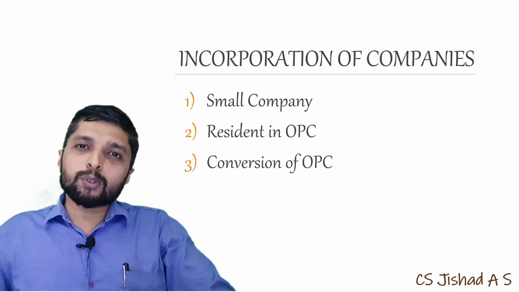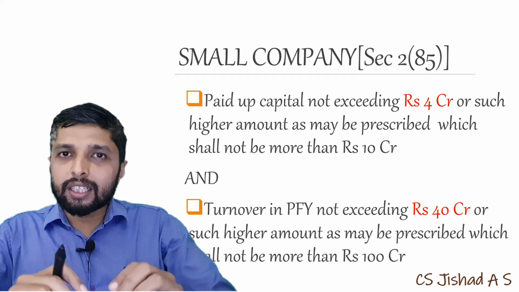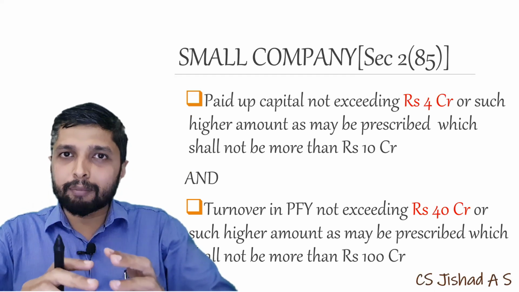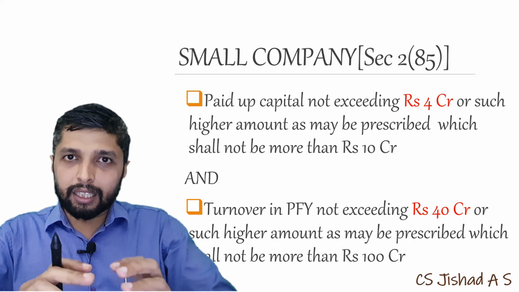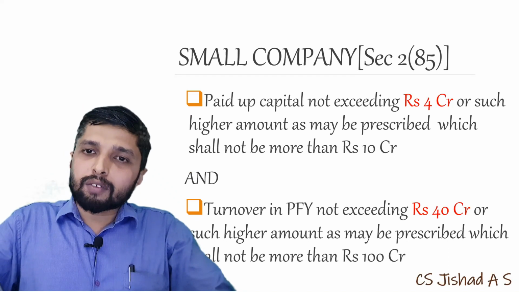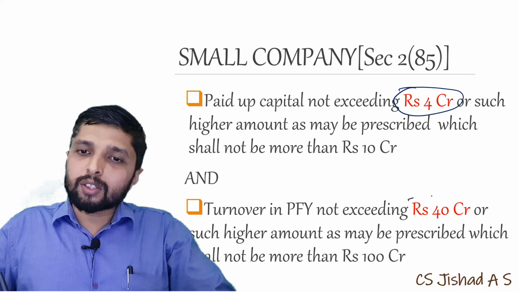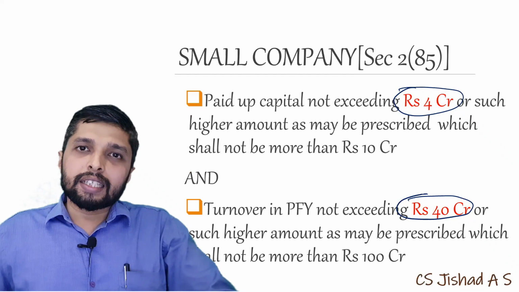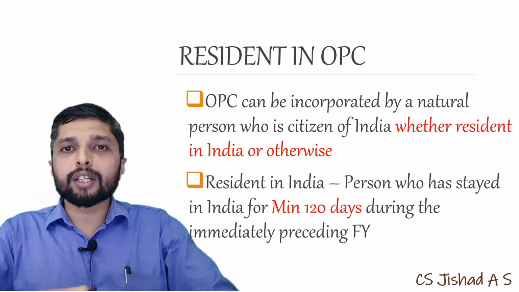With respect to small company, there has been an amendment with regard to its paid up capital and turnover. As per the amendment, a small company is a private company whose paid up capital does not exceed rupees 4 crore and turnover does not exceed rupees 40 crore. Okay. Then we are moving to the amendment related to incorporation of OPC.